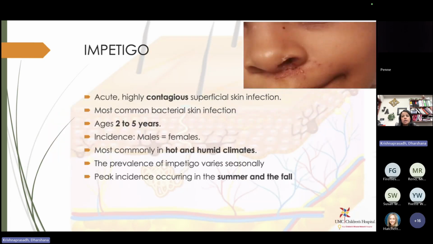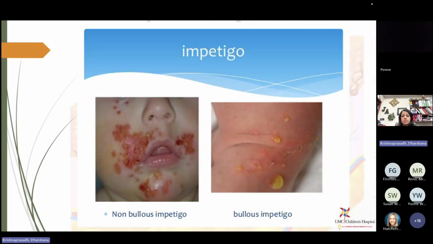I think honey crusted lesions is the buzzword for impetigo. It is highly contagious. It's a common bacterial skin infection, usually seen in the younger age group, 2 to 5 years. Equal incidence in males and females, usually seen in hot, humid climates. The prevalence of impetigo varies seasonally, with peak incidence during summer and early fall. Right about this time, you can see more of these.